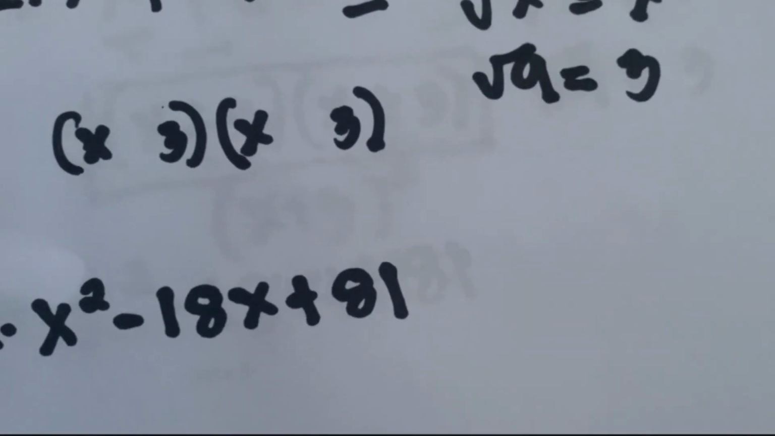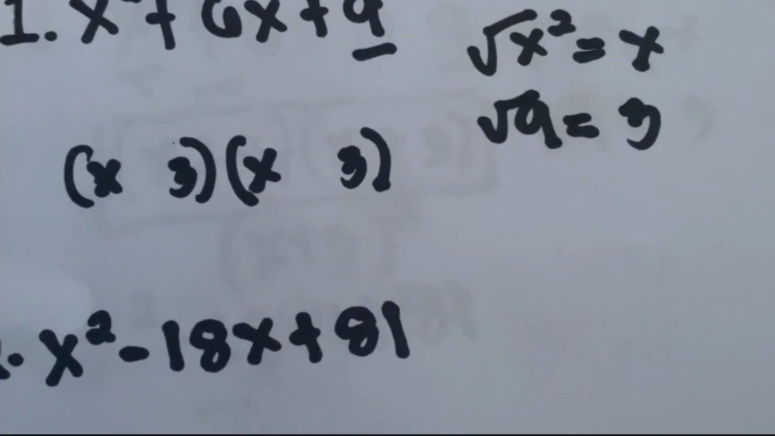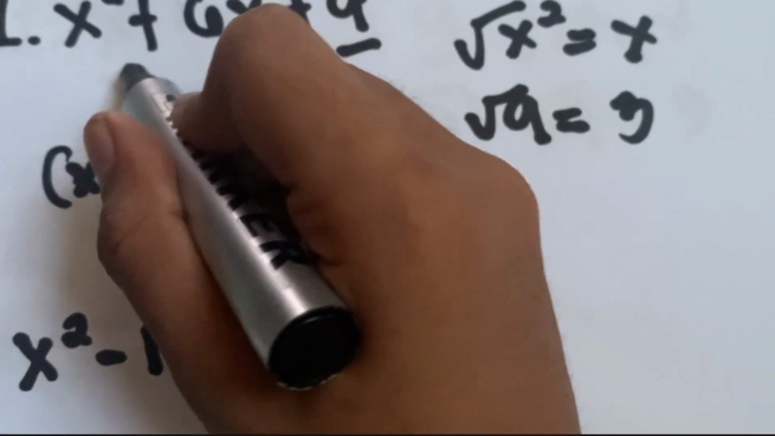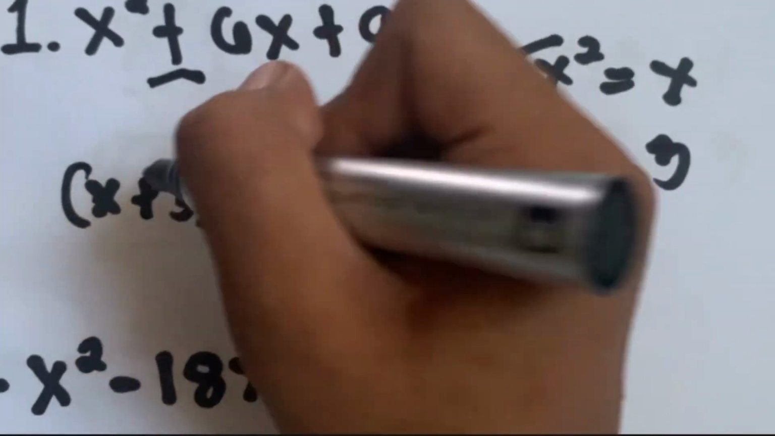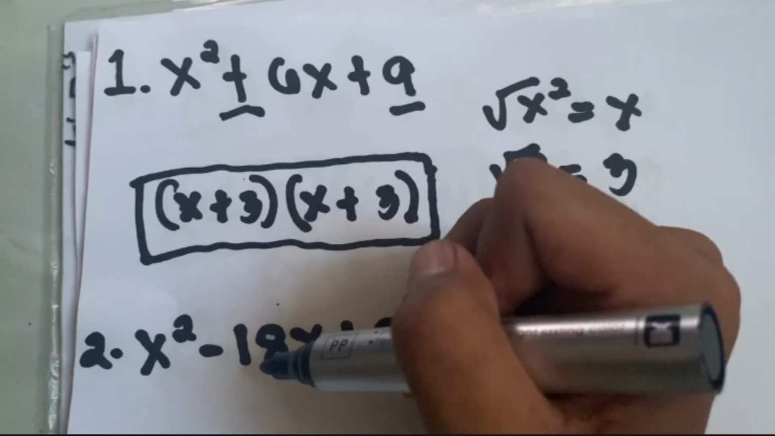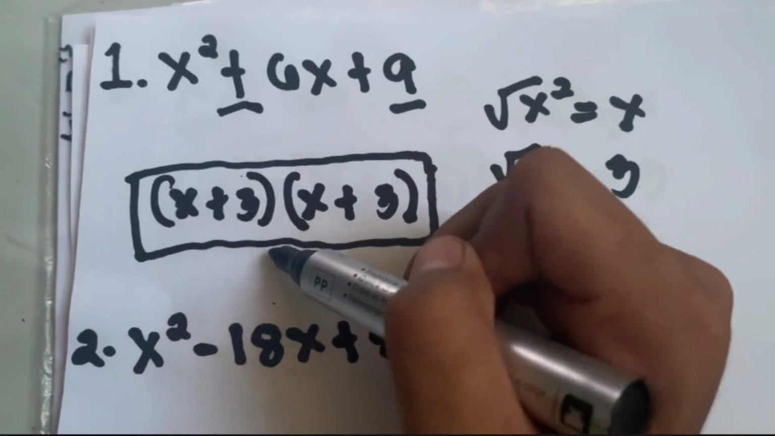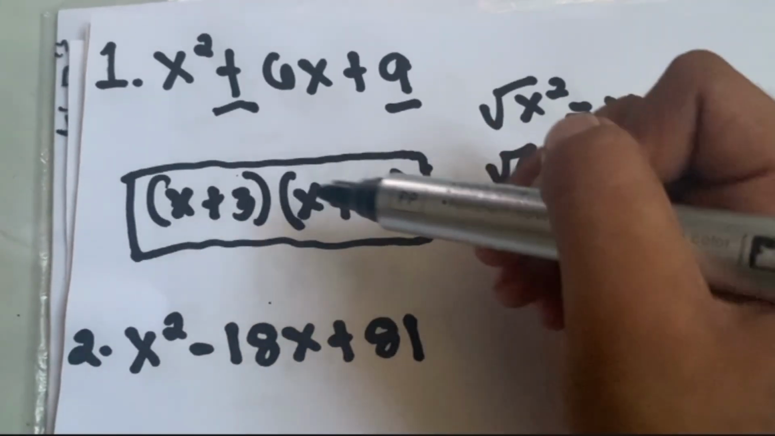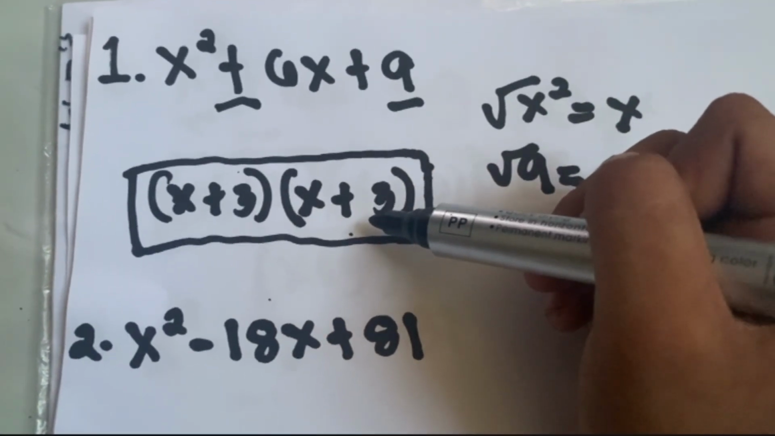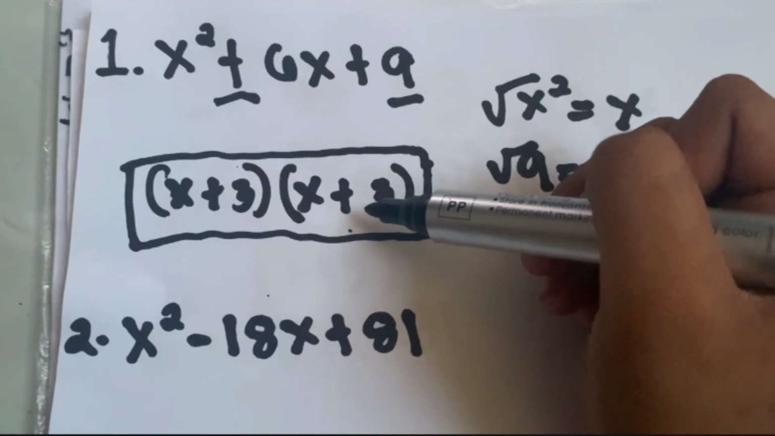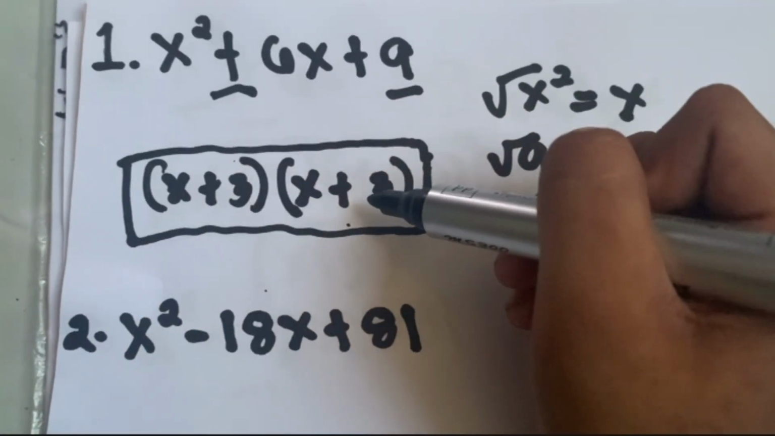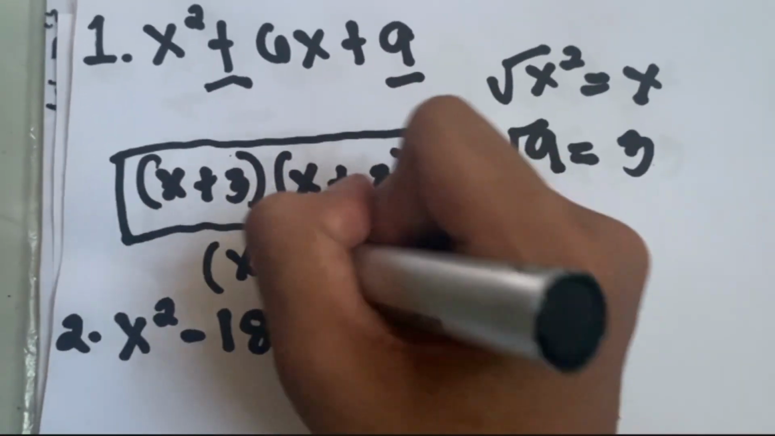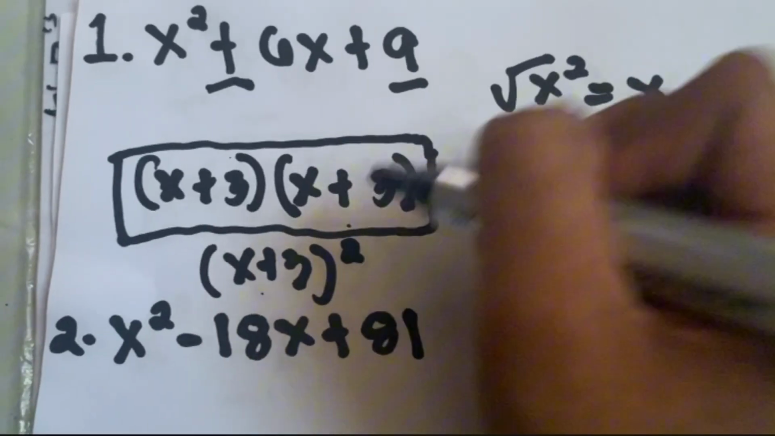Now to finalize your answer, we have to copy the sign of the middle term, which is positive. So this is the factors of the given perfect trinomial: x plus 3 times x plus 3. In short, since they are the same, we can factor it like x plus 3 squared.